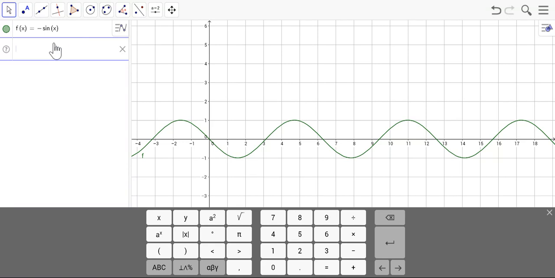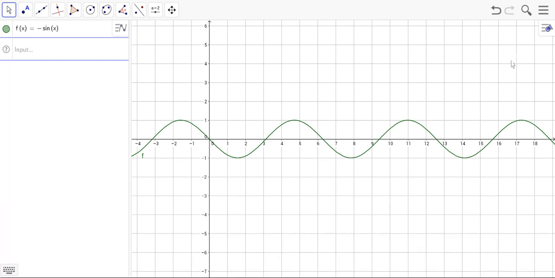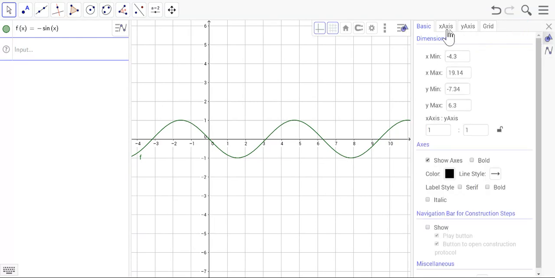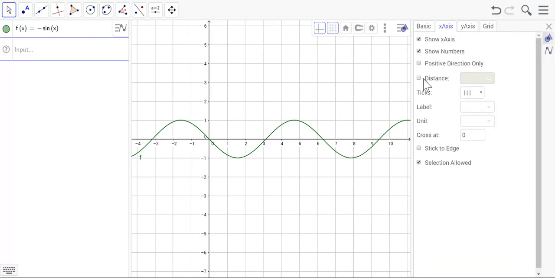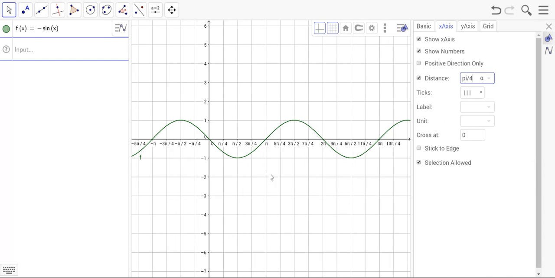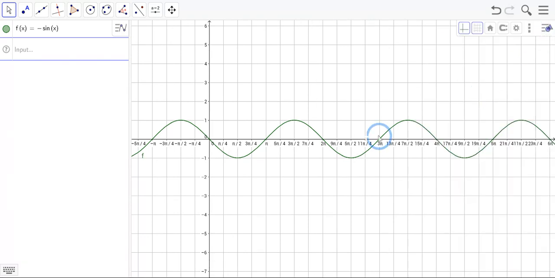There we go. First thing you'll notice is that the graphics view here, the x-axis, isn't conducive to what we're going to be doing with it. The labels aren't great, because we're going to be working in intervals of pi over 4. So we can change that by going up to settings right here, clicking on x-axis, and going to the distance, click on that, go to pi over 4. You can just type in pi divided by 4 there, hit enter, and you can see that the labels on the x-axis have changed. So close that.